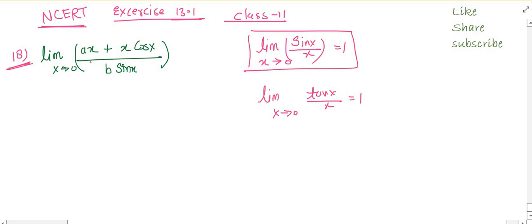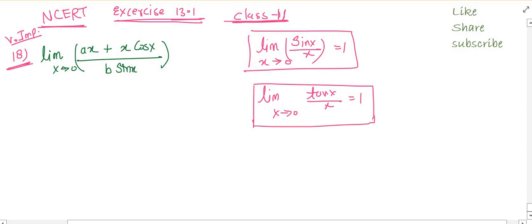This is question number 18 from your NCERT exercise 13.1, from class 11th, limits and derivatives. This is a very important question, okay? Related to limits, I have given these two formulas. Please write them down. Out of this, I feel only sin x is there, so I am planning to use this one here. Okay? See how I will use it.